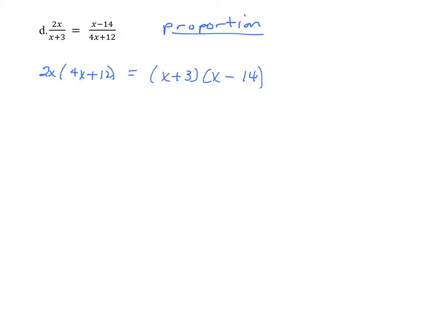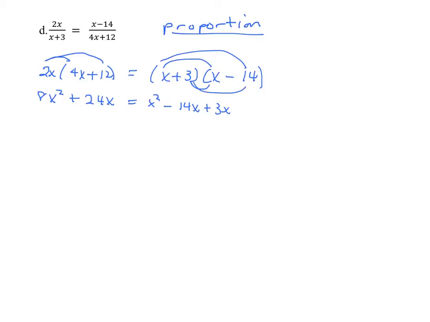Now you might be saying, oh, this seems really complicated, but it really isn't. So just relax and enjoy the distribution. So you get 8x squared plus 12 times 2 is 24x. And we FOIL, so we get x squared, take away 14x, plus 3x, and 14 times 3 would be 42, but it's negative because of the negative sign in front of the 14. So we will get x squared minus 11x minus 42 and 8x squared plus 24x.